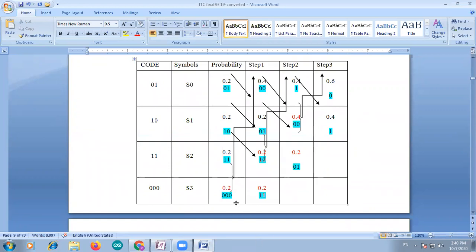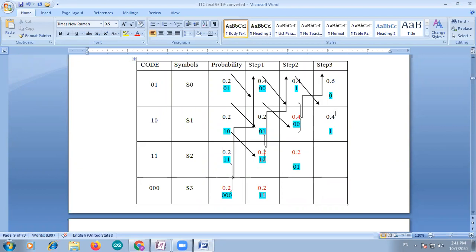Merge the last two probabilities, meaning 0.2 and 0.2 merge and are assigned as 0.4. Now the remaining are 0.2, 0.2, 0.2 and 0.4. Step 1: 0.4, 0.2, 0.2, 0.2. There are 4 symbols. Again, merge these two, 0.2 and 0.2, to get 0.4. Step 2: 0.4, 0.4, 0.2. Step 3: 0.4 and 0.2 are merged, giving 0.6. Now 0.6 is there and 0.4 is there.